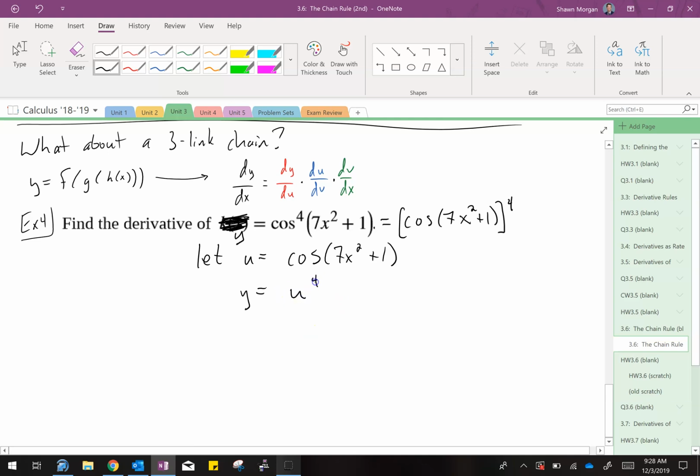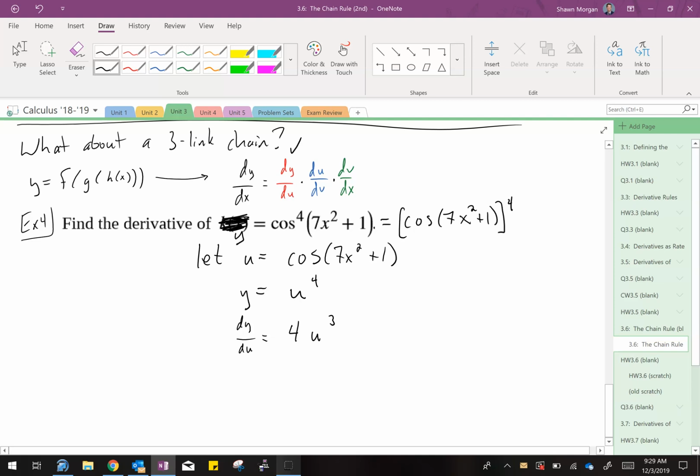u to the 4th. Okay, now earlier when we were discussing this problem, we said, hey, what's the derivative of u to the 4th? And you guys would all say what? Good. So that's dy du. And that's the first link of this chain, which is going to be 4u cubed. All right, so I'm going to stop there just for a moment. Make sure everybody's caught up.